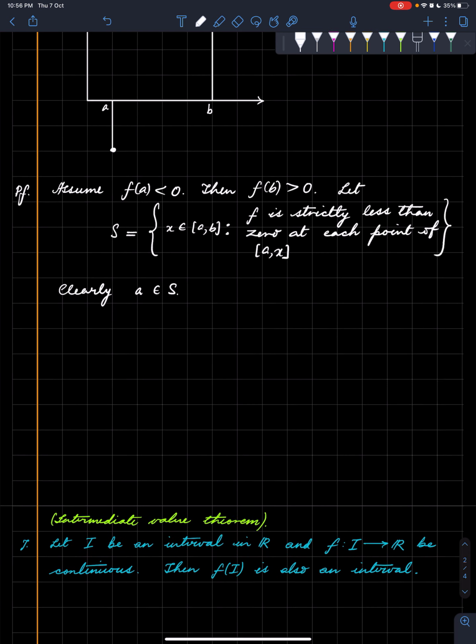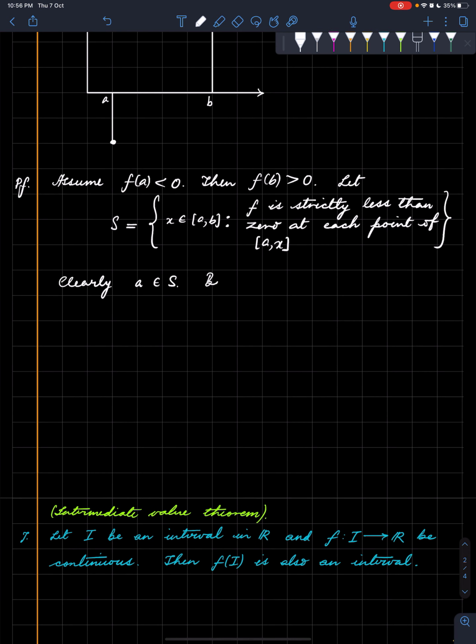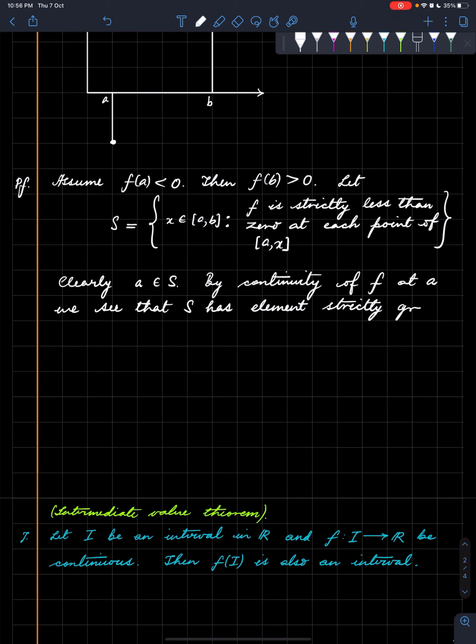So what we observe is that by continuity of f at a, we see that S has elements strictly greater than a. This is a key observation.